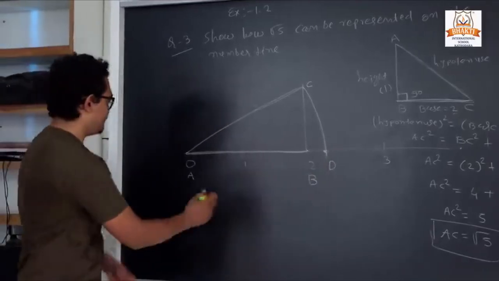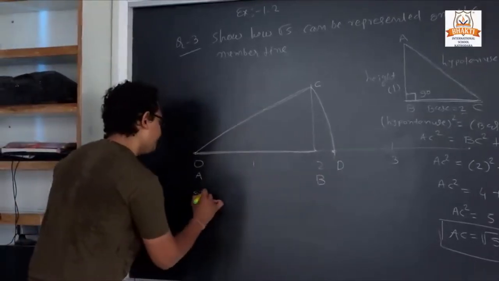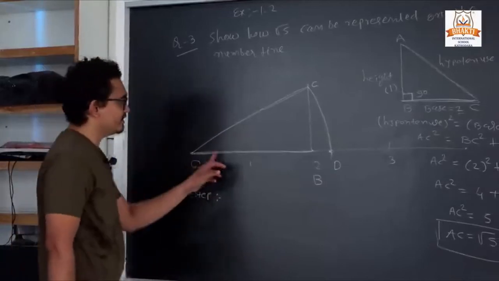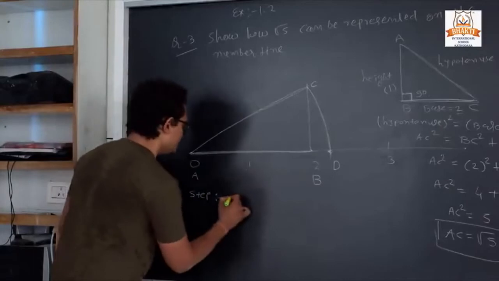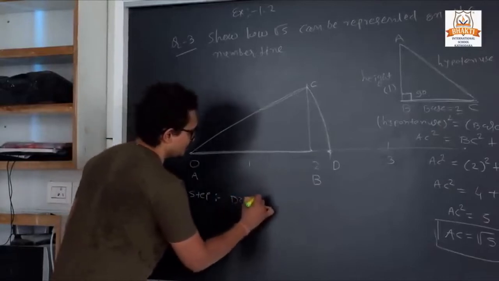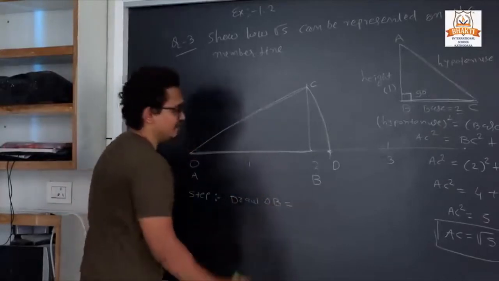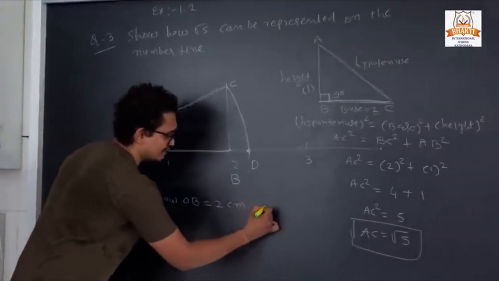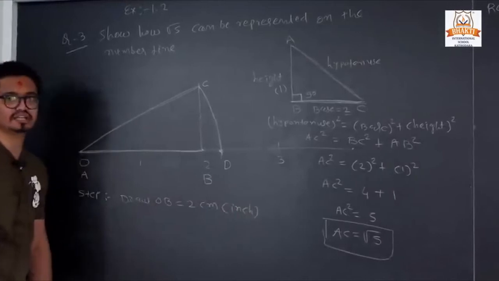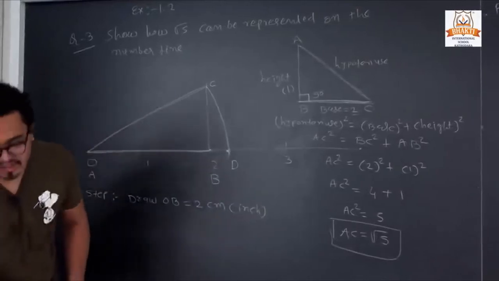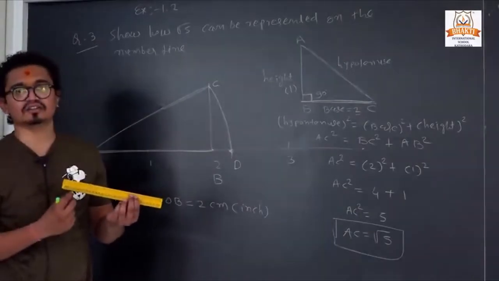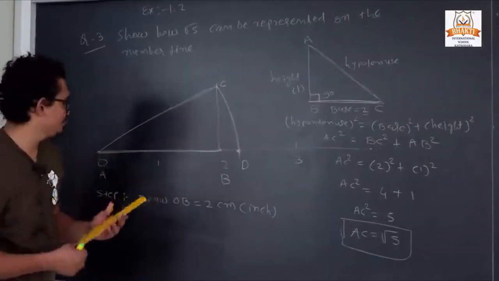Step number 1. First of all, we draw OB. So draw OB is equal to 2 centimeter or 2 inch. Sometimes we can also take 2 inch. Each will be given in the opposite units of the centimeter. So you can take inch or centimeter, it depends on you.